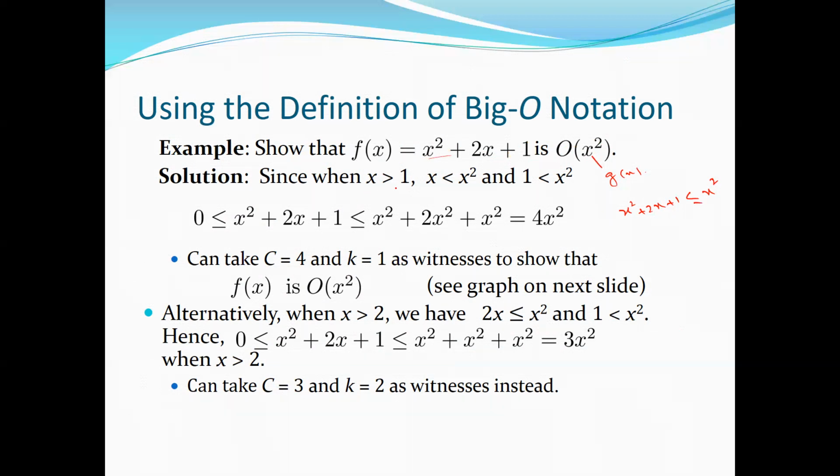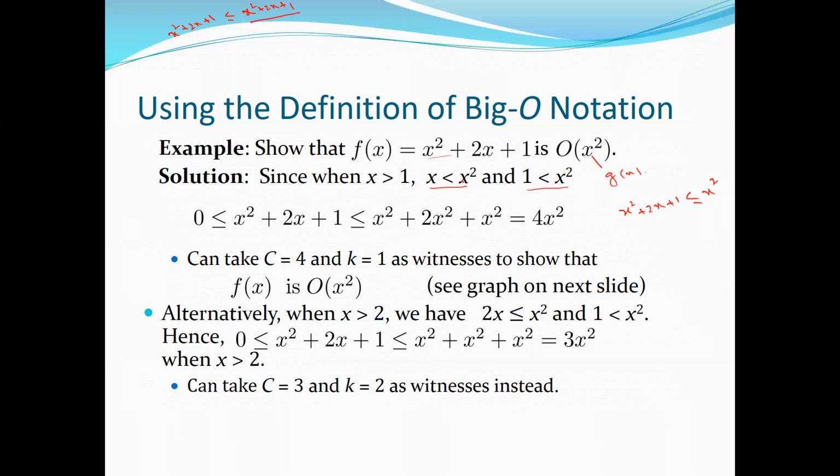How are you going to find the c value and k value? Since we know that x is greater than 1, and we know that x is less than x square, obviously x is less than x square and 1 is less than x square as well. So I'm going to write here x square plus 2x plus 1 less than or equal to the same value, x square plus 2x plus 1, right? So I need to make this term higher. How can we make this term higher?